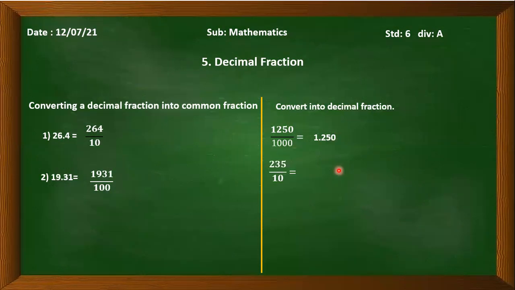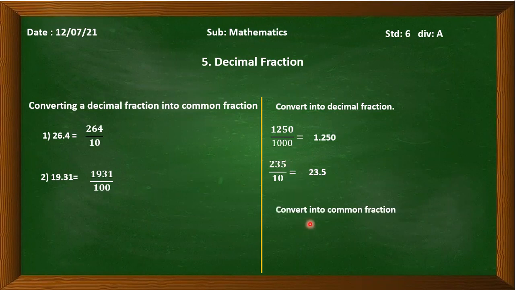Okay, the next sum is 235 upon 10. So there is a 10 in the denominator. So what is the answer? 23.5. Right. So here also there is a 10. That's why we counted from the right side and gave the decimal point after 5. Okay, understood?